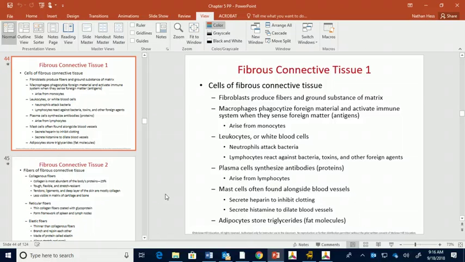Are you with me, friends? The last piece of our cells for the connective tissue are the adipocytes, which is a fancy name for a fat cell. Adipose tissue, right? Fat cells. Yes?